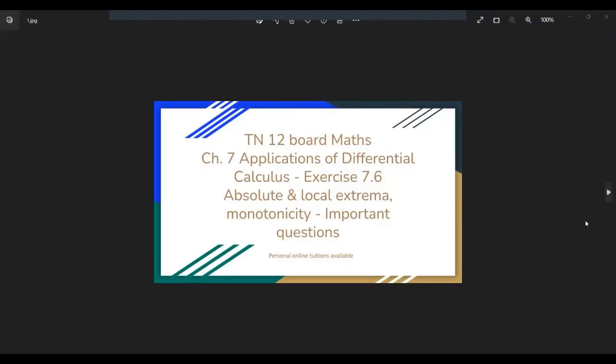Hello students, today we will be looking at exercise 7.6, the chapter Applications of Differential Calculus, the 12th standard Tamil Nadu board maths. So this exercise mostly deals with absolute and local points, extremum points, that is maxima and minima, and monotonicity of functions, that is increasing and decreasing functions. First we will look at some concepts.